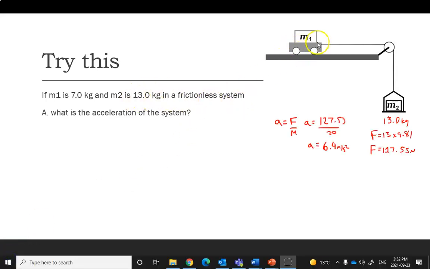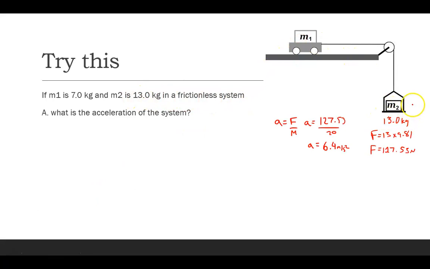Okay, because this is a frictionless system, we really only have one force acting upon these two masses, and that is the force of gravity from M2, which is 127.53 newtons, which is moving not just 13 kilograms, but a total of 20 kilograms, because this one is 7. And so net force divided by 20 gets you an acceleration of 6.4. Give yourself a round of applause if you, in fact, got that.